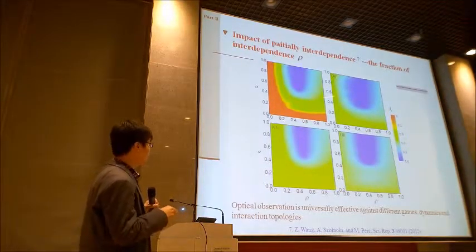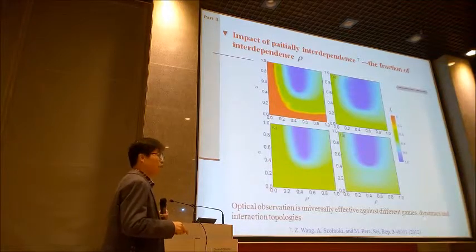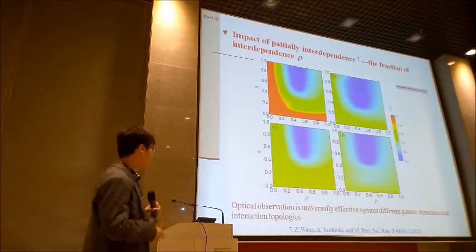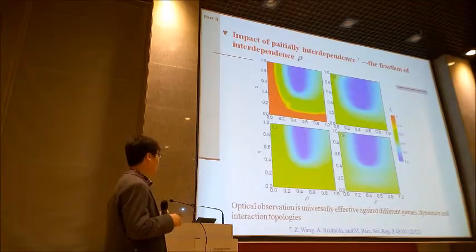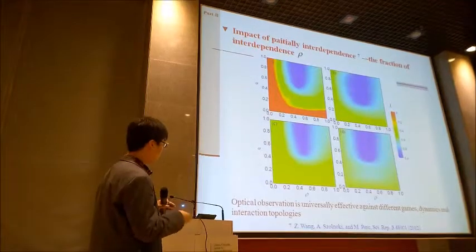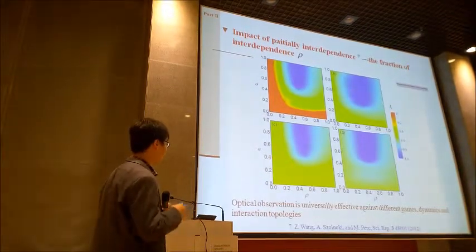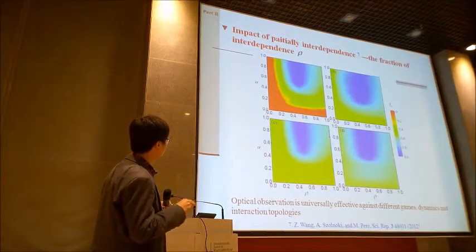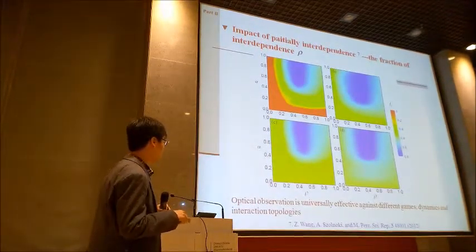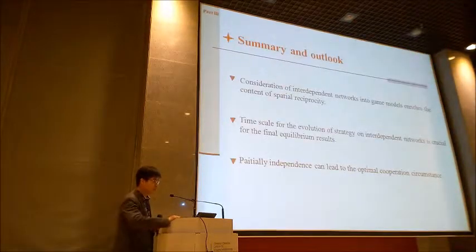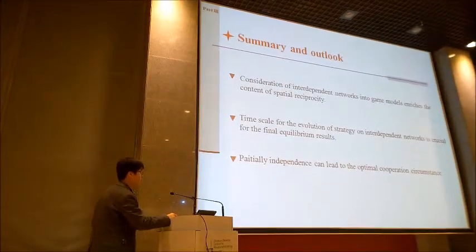These results show the result for different games, different dynamics, and different topologies. From these figures, we can see an optimal observation will be granted irrespective of the setup. So this mechanism of partial interdependence will be universally effective. Okay, we can give a brief summary and outlook for future work.